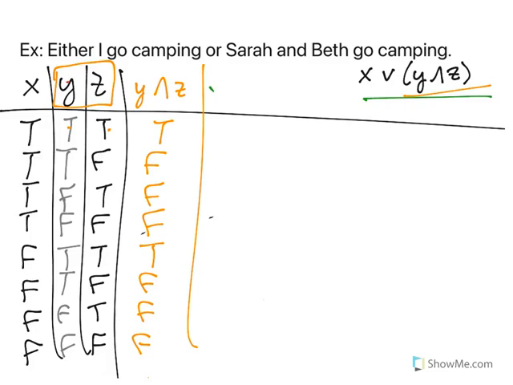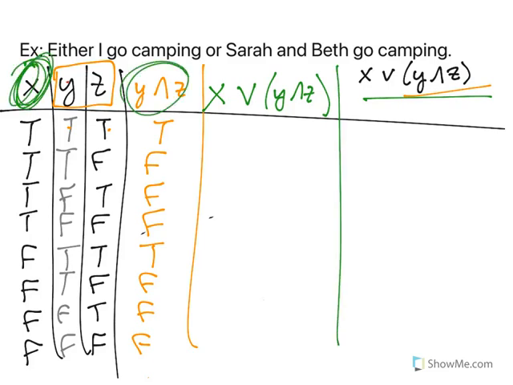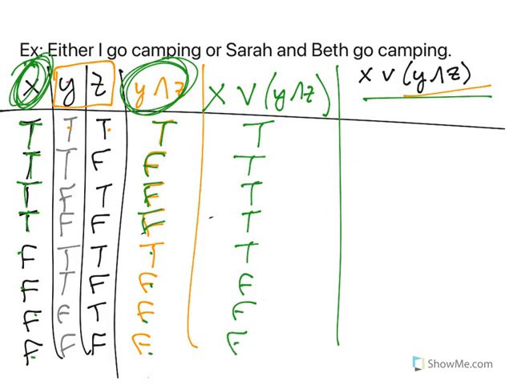Now I can do the entire thing, comparing my X column with my Y and Z column. Those are the 2 columns I'm looking at. And I'm doing a disjunction, right? I'm doing an or statement. So I'm just looking for one of those 2 values to be true. So here, true, true, yep. True, false, yep. True, false, yep. True, false, yep. False, true, yep. False, false, no. False, false, no. False, false, no. And there is my truth table for either I go camping or Sarah and Beth go camping.